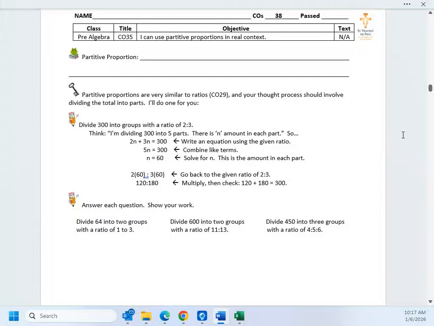Good morning. Today we are continuing on with those proportions in real context. Today's type of proportion is CO35. I can use partitive proportions in real context.